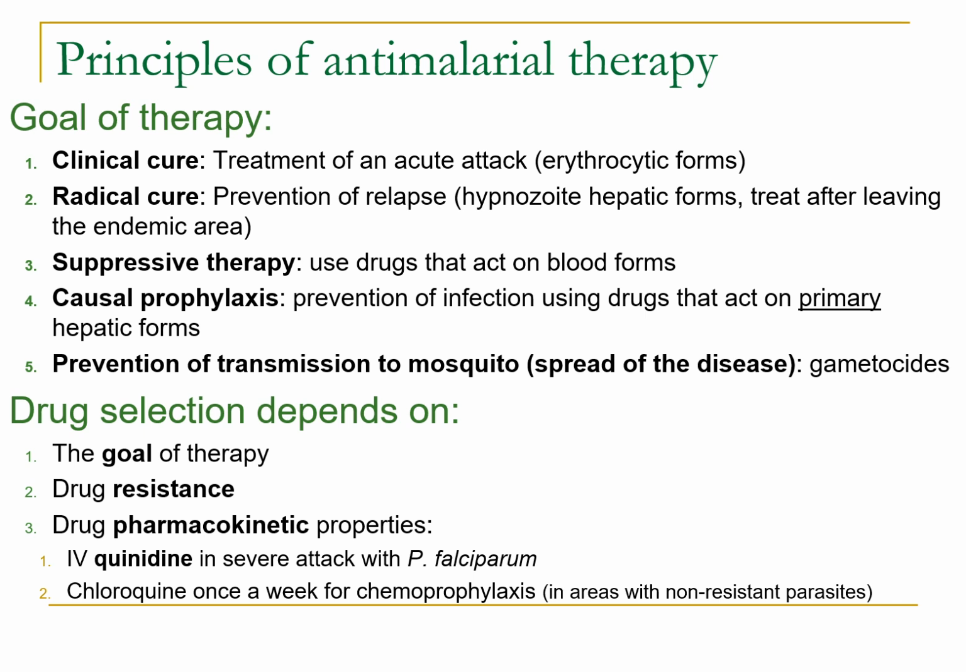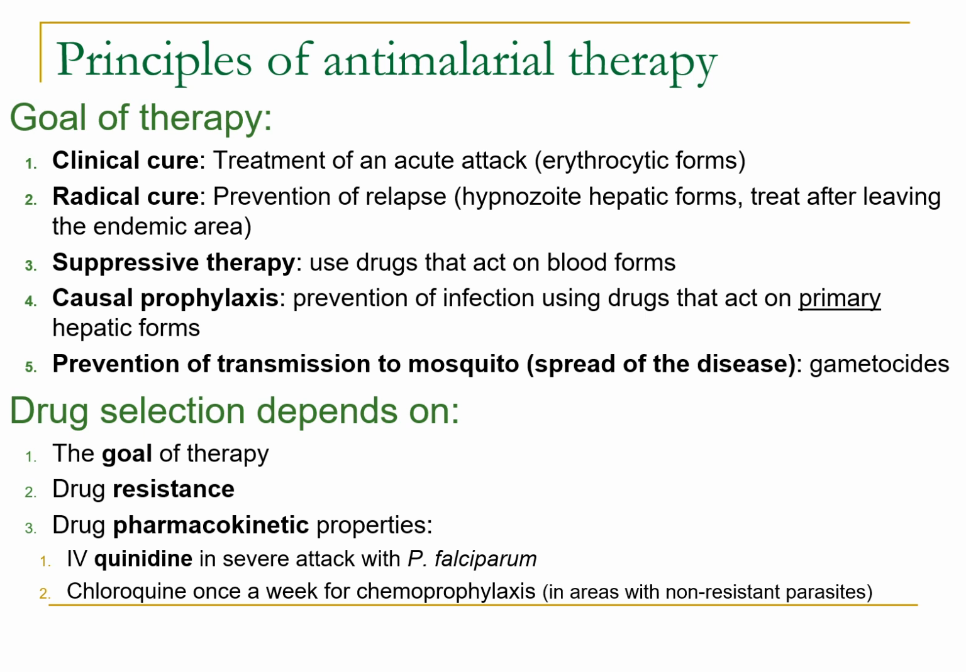And then we have prevention of transmission to the mosquito. How do we do that? By having drugs that work on the gametocytes, and this is good because it helps in decreasing the spread of the disease. So how do we choose the drugs? One, depending on the goal of therapy, as listed above. Two, depending on the resistance patterns, of course. And three, depending on some pharmacokinetic properties.